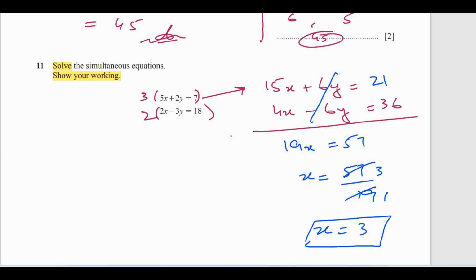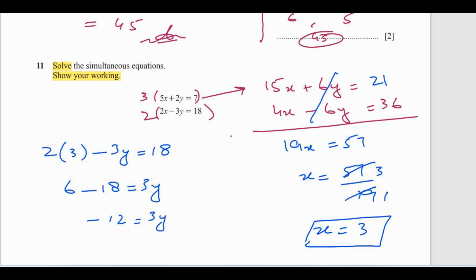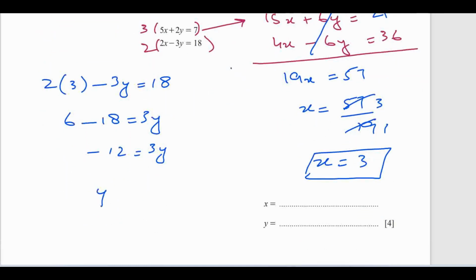Now put this in any equation. Let's suppose we put it in the second. 2 into 3 minus 3y is equal to 18. So 6 minus 18 is equal to 3y. Then this will be minus 12 is equal to 3y. And finally y will be equal to minus 12 by 3, and then y will be equal to minus 4. And the value of x is 3 and the value of y is minus 4. Let's move on to the next question.